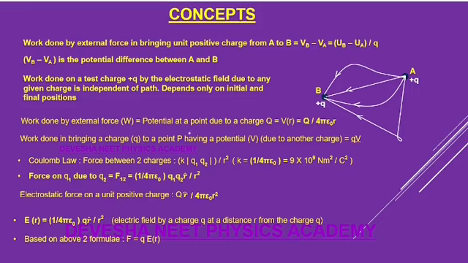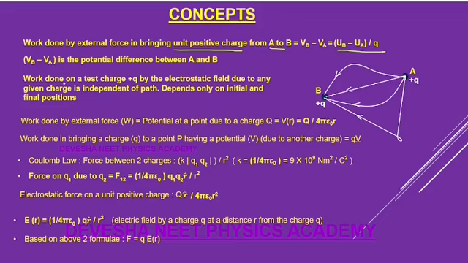Let's go to the next slide. So the work done by the external force in bringing a unit positive charge from A to B is equal to UB minus UA, divided by Q, because we are talking of the unit positive charge. VB minus VA is the potential difference between A and B.